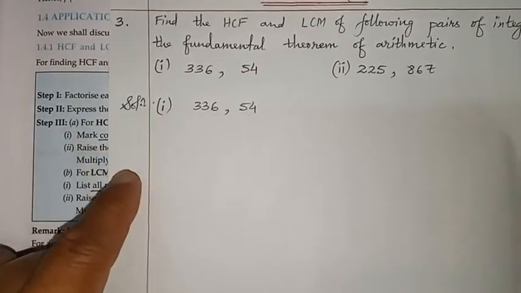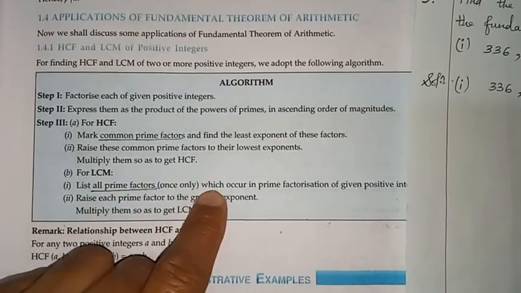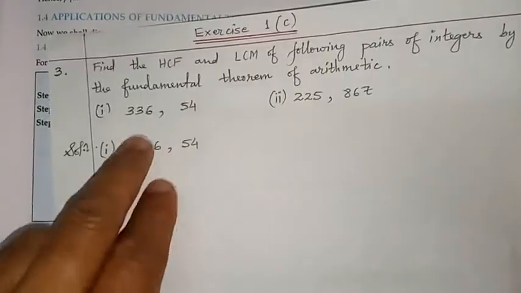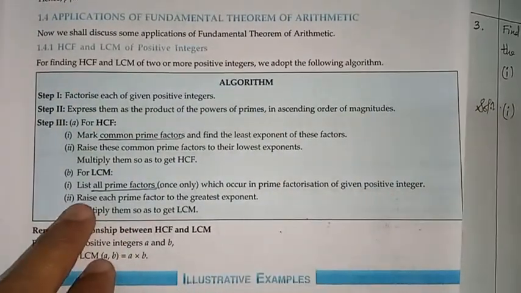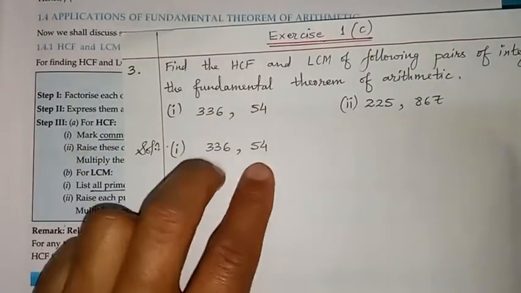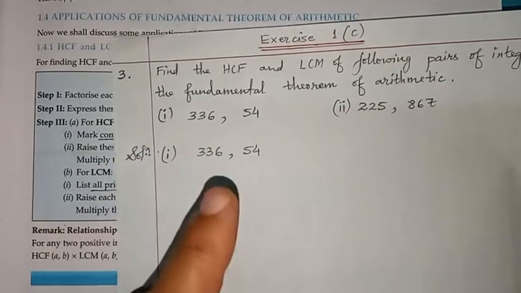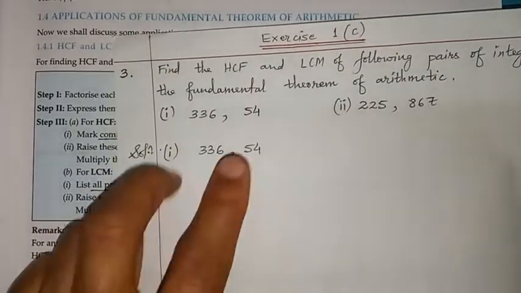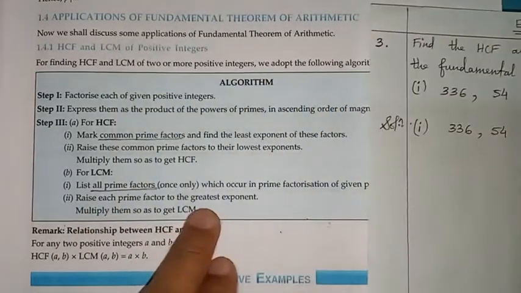So write all prime factors which occur in the prime factorization of the given numbers. Then raise each prime factor to the greatest exponent. So that's the only difference. For HCF, we take the smallest power, and there we also take only common ones. But for LCM, we take all the prime factors with the highest power, with the greatest exponent.